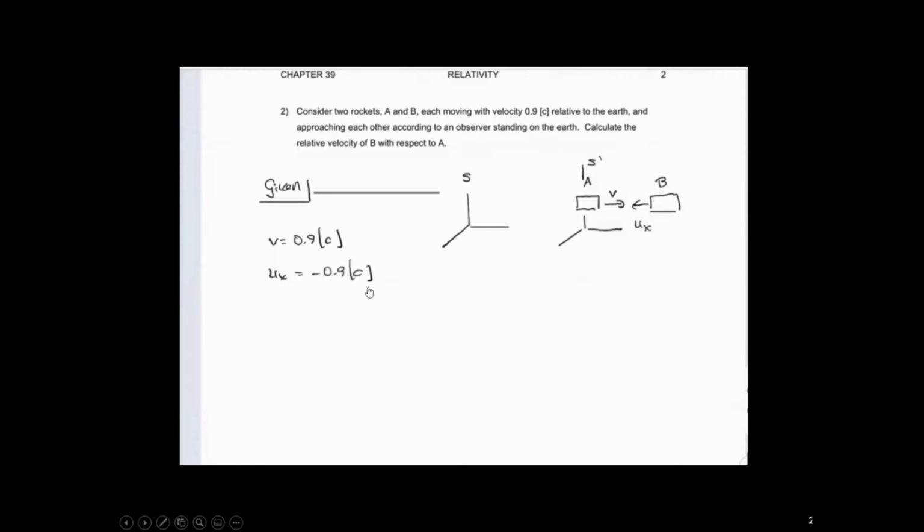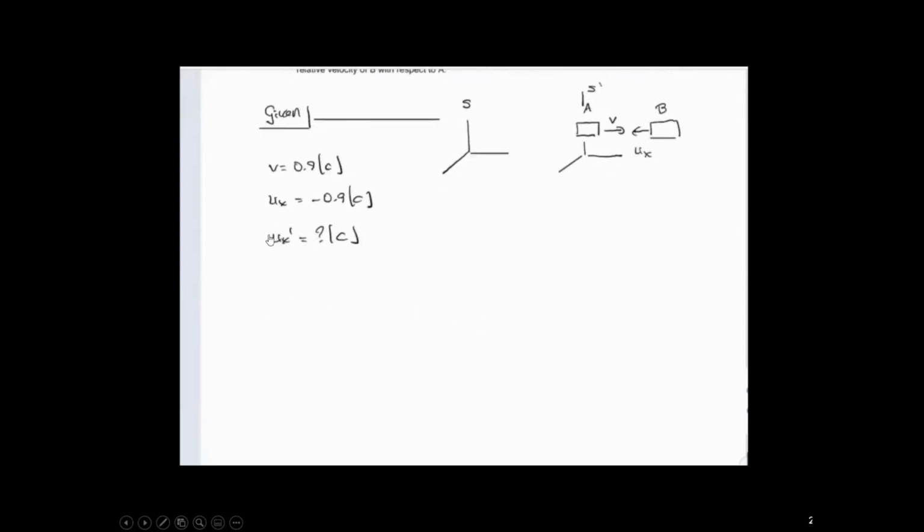Okay, and then I changed my mind. I was going to put a question mark. And then the second reference frame is moving at 90% of the light speed relative to Earth, but notice that the direction is towards the Earth. So we'll put a negative there. And now we're going to be interested in the speed of this one relative to A. So that's the reason why we're using the prime term.